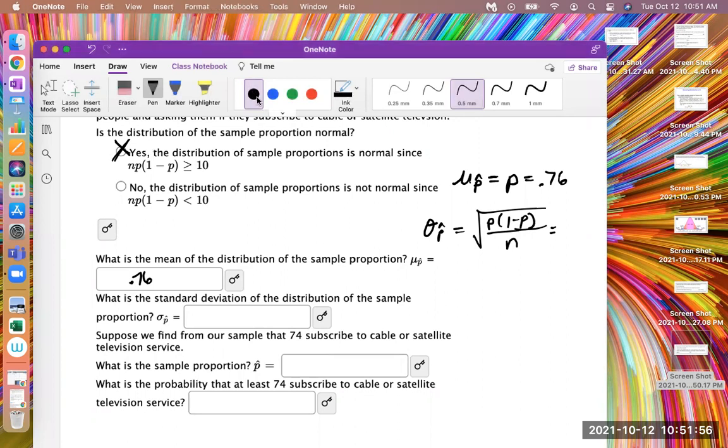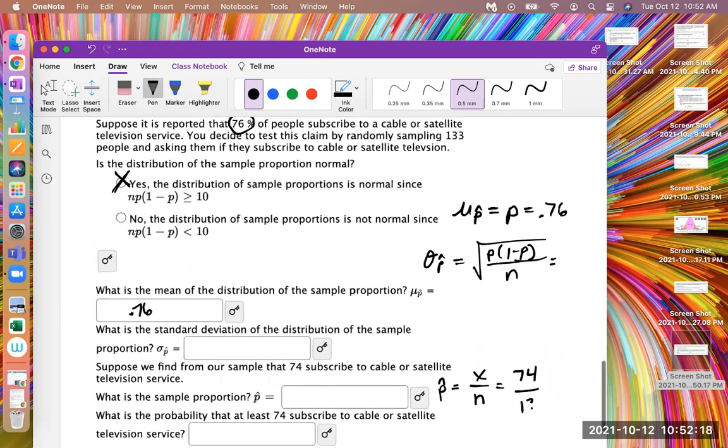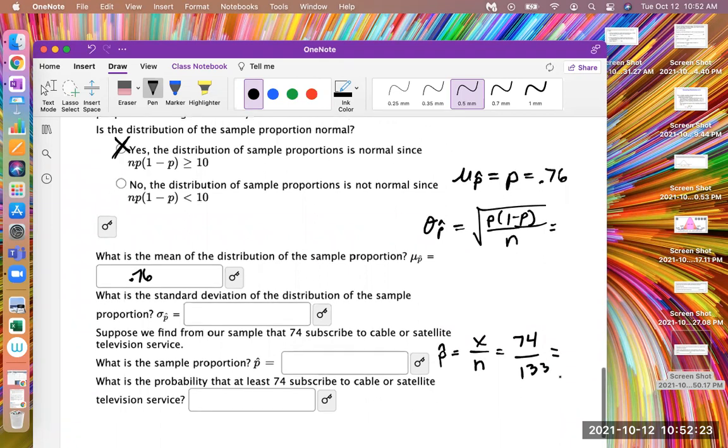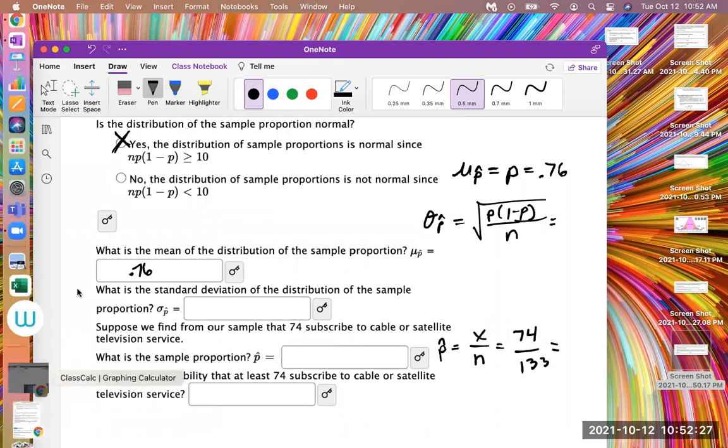The easiest way to do that is just to take the number that have the subscription, the cable or satellite, over the total number sampled. So that would be the 74 that answered yes, we have cable, over the total 133 that were sampled. And this will give us a decimal number for the proportion. So let's just find that.